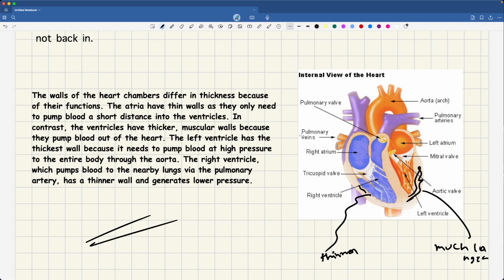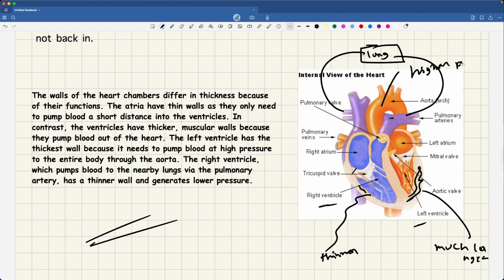This is because the right ventricle requires less pressure, right? The blood, look at this, is only traveling a short distance to the lungs. So it requires lower pressure. This is the right side, by the way. At the left side, the muscles are thicker because the blood needs to be pushed at higher pressure, because it needs to travel throughout the body, okay?